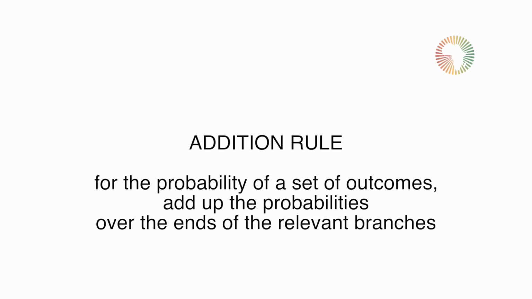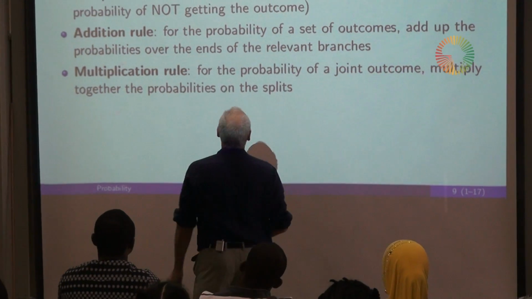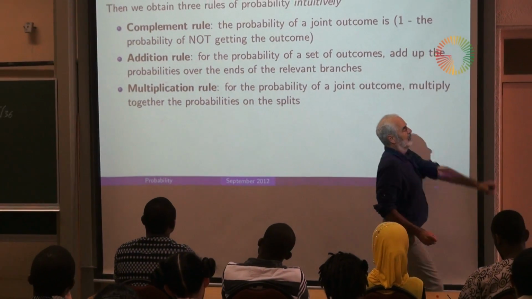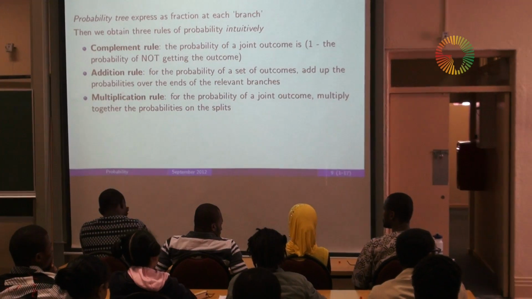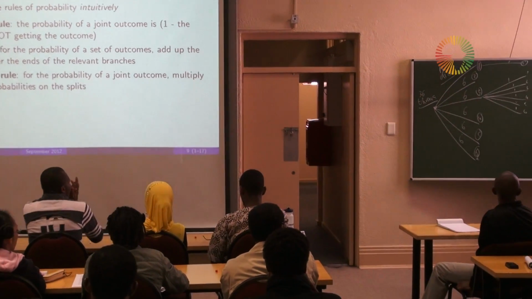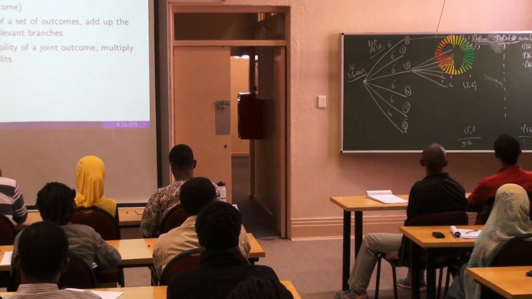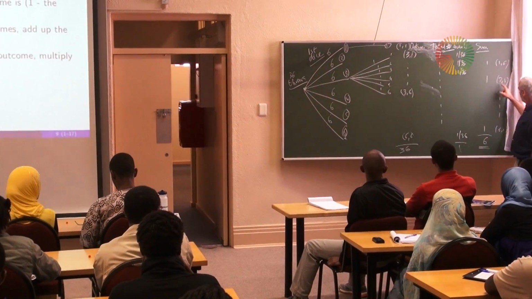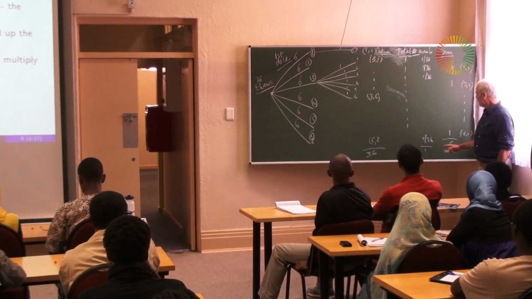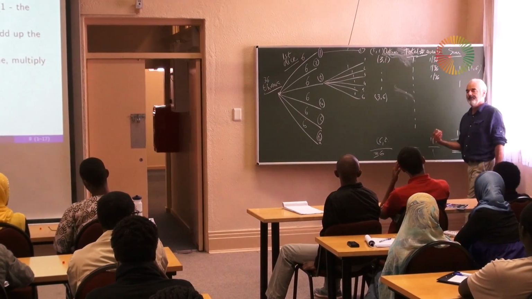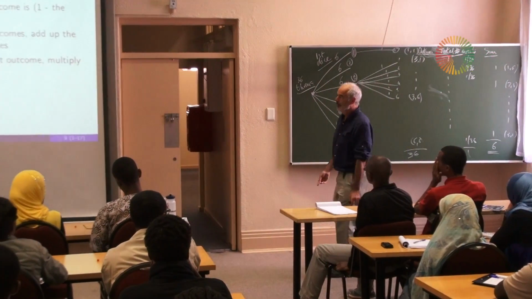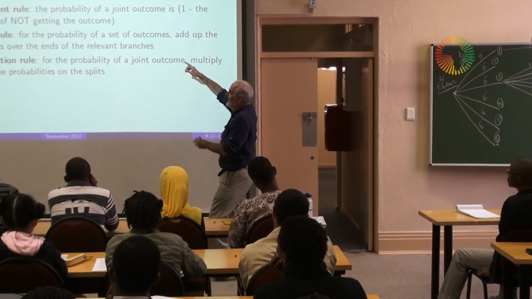The addition rule says that for the probability of a set of outcomes, you add up the probabilities over the ends of the relevant branches. I should have said they're disjoint outcomes, meaning these are outcomes that can't both happen. So if I want the probability of a 7, I add up the probabilities for the ones that add up to 7, and I get 6 over 36, so a 1/6 chance of getting 7. Okay, that's the addition rule. So you add up over branches.